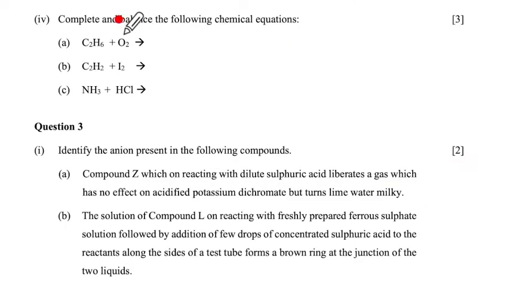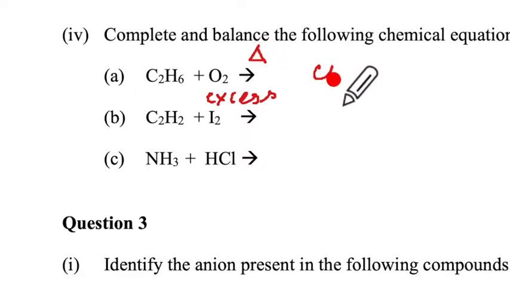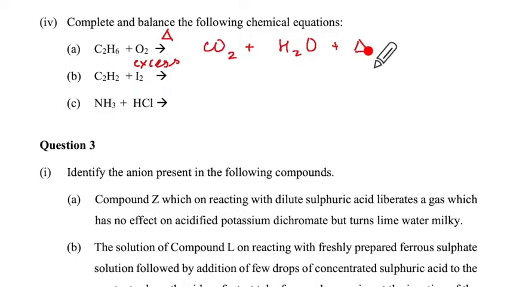The fourth subpart, complete and balance the following chemical equations. So we have C2H6 with O2. Now when they tell you oxygen, you have to take it as excess oxygen. And we will write over here triangle. And C will become CO2 and H will become H2O, plus there will be heat. Okay, so there are 6 H's. If we write 3 H2, then oxygen will become odd numbers. So we will have to make it 6 here. That means there are 12 hydrogens, so we'll have to write 2 here to balance that hydrogen.